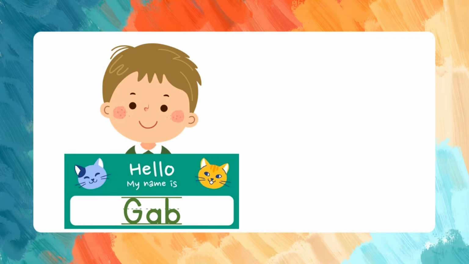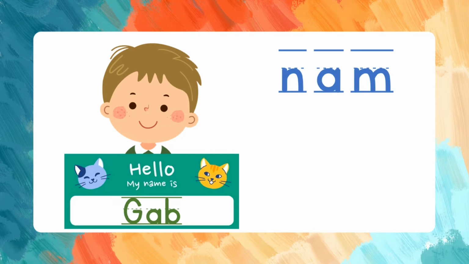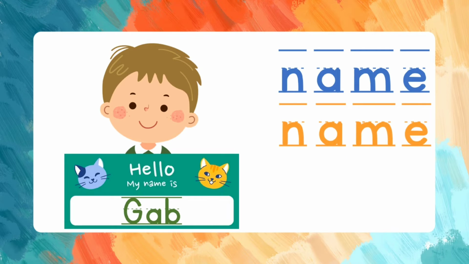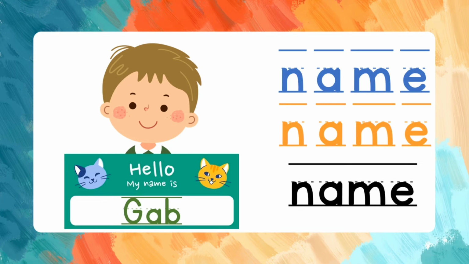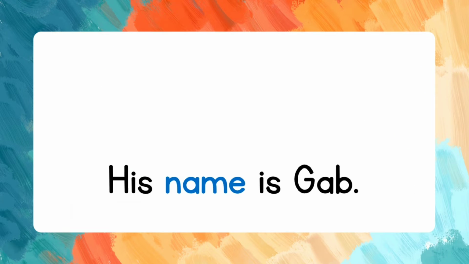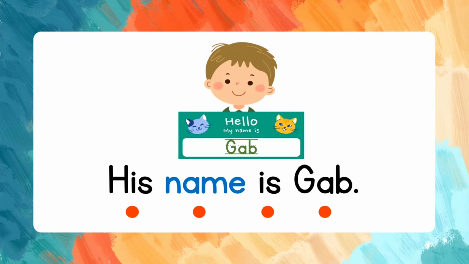Name. N-A-M-E. Let's spell the word again. N-A-M-E. Name. Let's read the sentence. His name is Gab. His name is Gab.